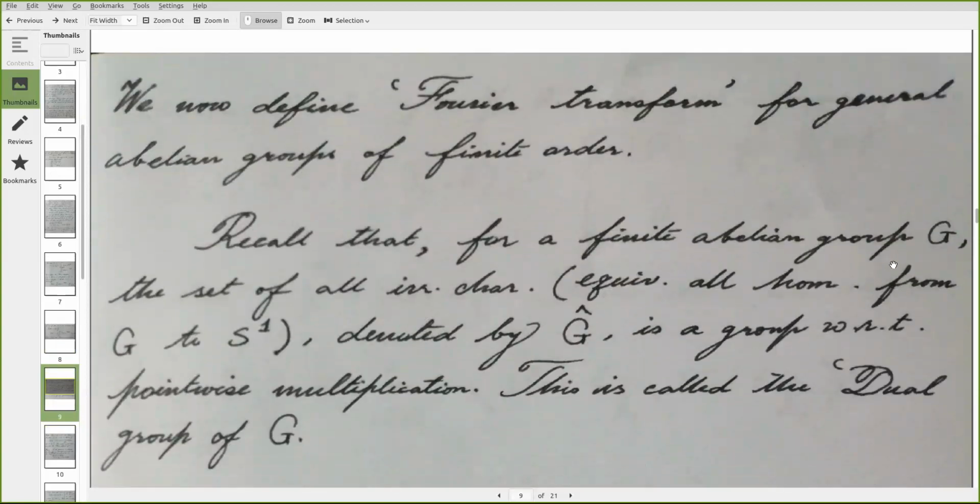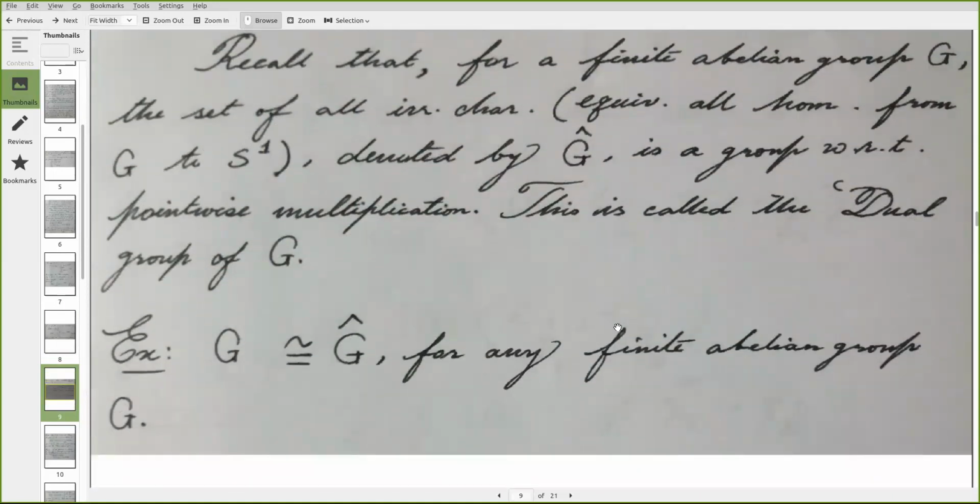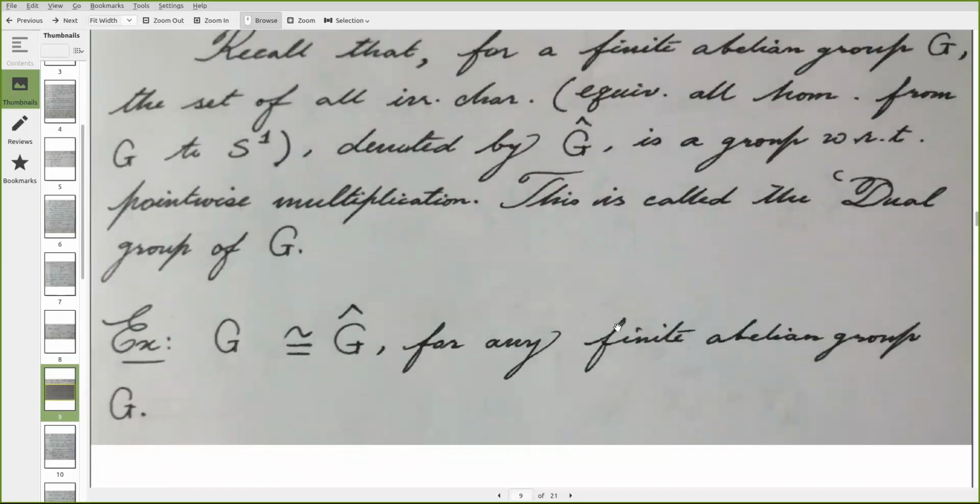So let G be a finite abelian group. The set of all irreducible characters, equivalently all homomorphisms from G to S1, which is denoted by G hat, is a group with respect to pointwise multiplication. This is what we call the dual group of G. And I leave it as an exercise to you that G is isomorphic to G hat. We have already seen this when G was some Z modulo nZ, but now the exercise says it is true for any finite abelian group.